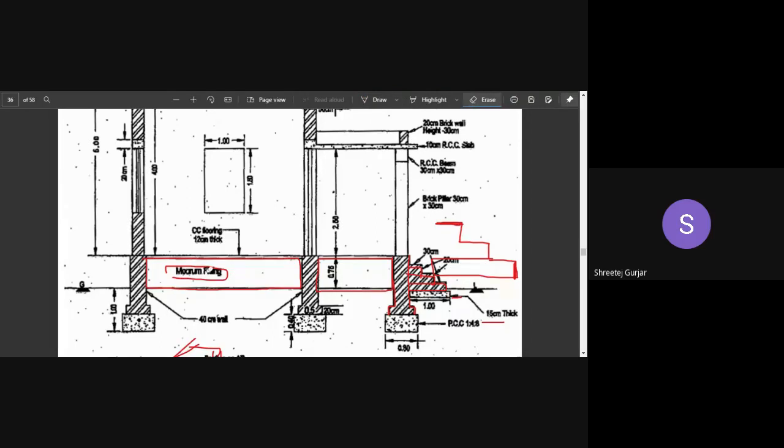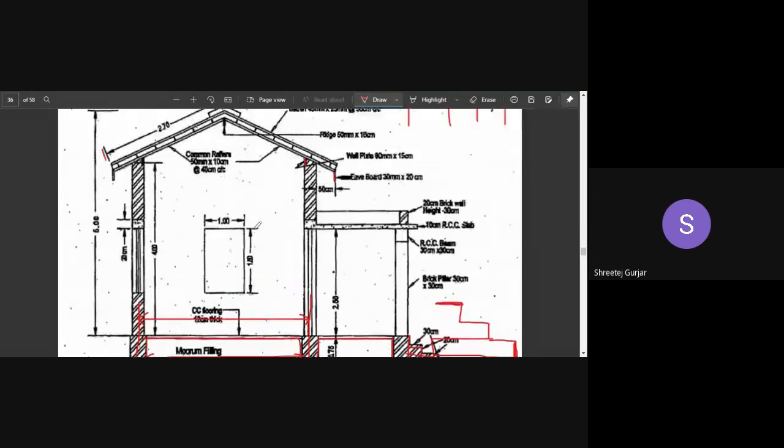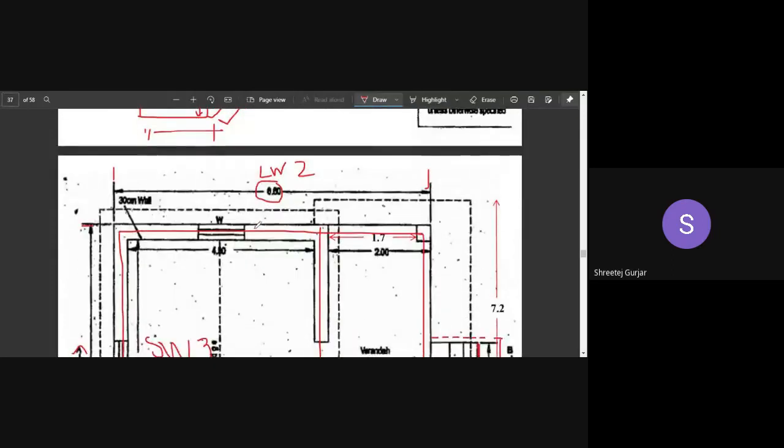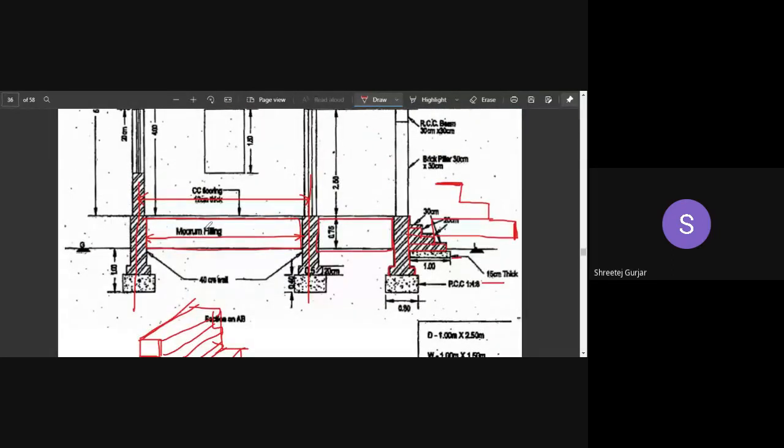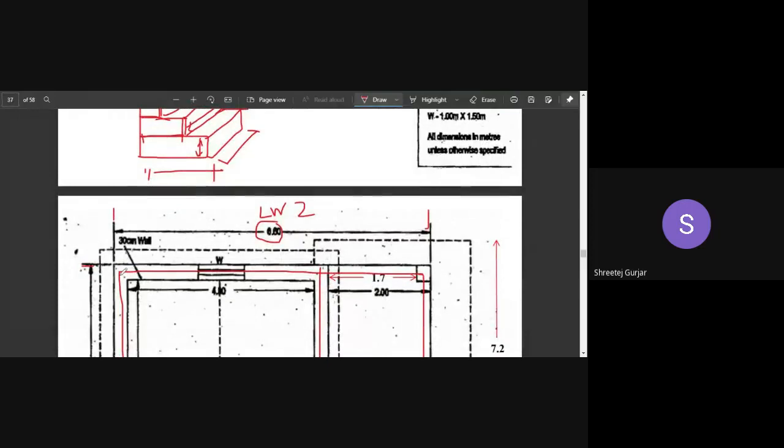So the length which we need to calculate is from here to here. So this is your center line, this is your center line, and this is your center line over here also. We need to calculate in to in. We know this center line length, and the center line length is, I think, 6 point something, from here to here.